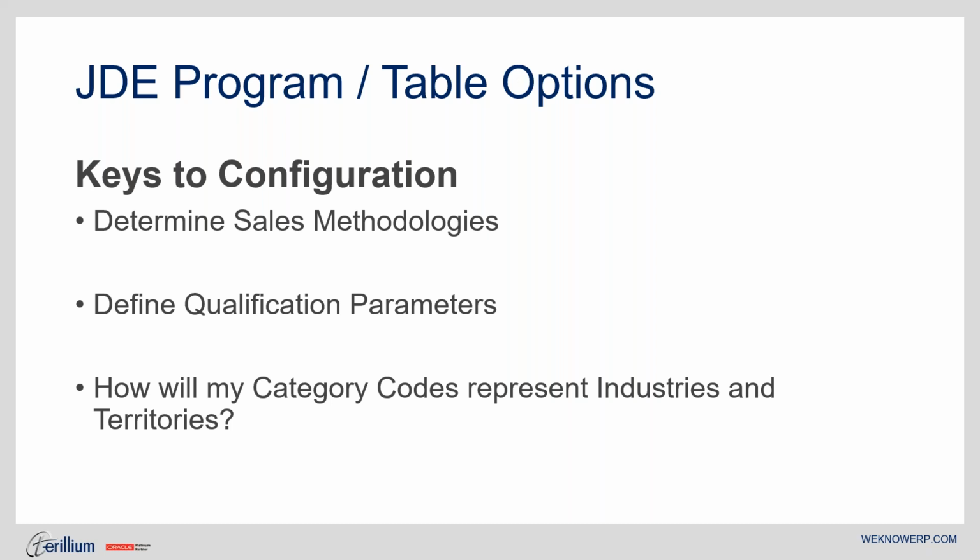And then next, how will your category codes represent the industries and territories? Ultimately, those category codes are going to help drive your commissions for your sales reps and also help you with any reporting down the road. So you want to make sure that you're determining how you want to identify those category codes and be able to slice and dice that data for any of these leads and opportunities in the future.